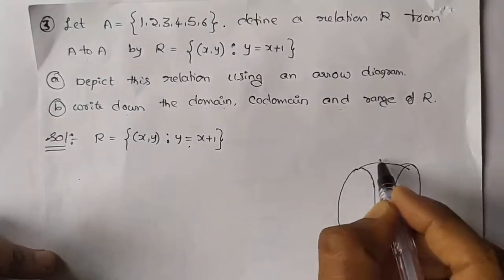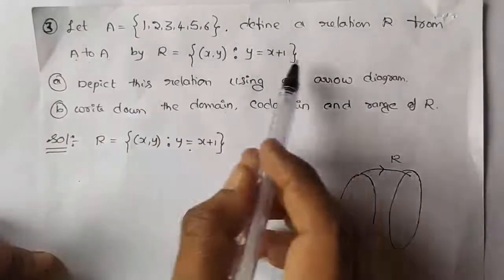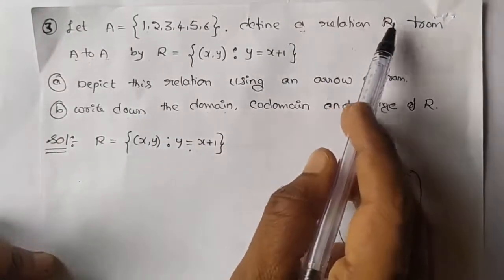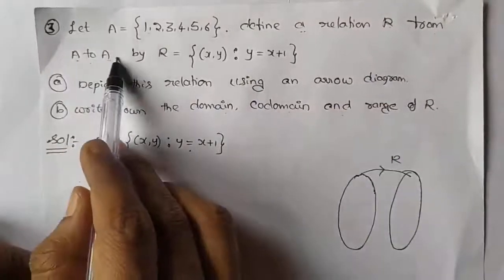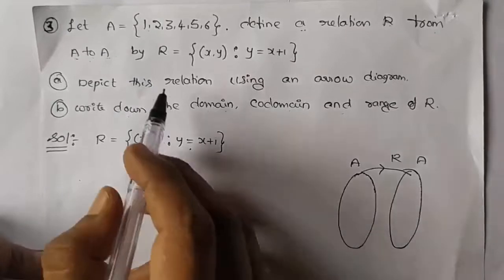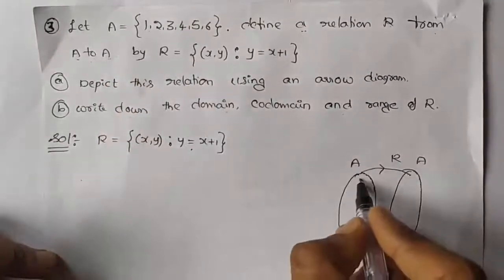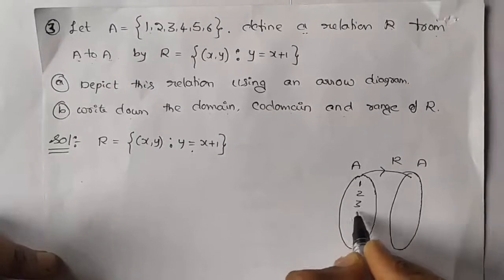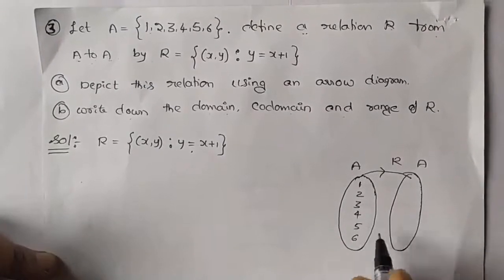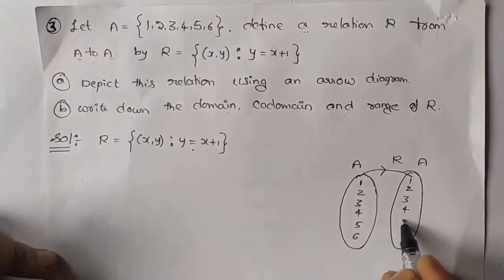It is a relation R from A to A. Define a relation R from A to A. Next, set A is what? Set A is {1, 2, 3, 4, 5, 6}.